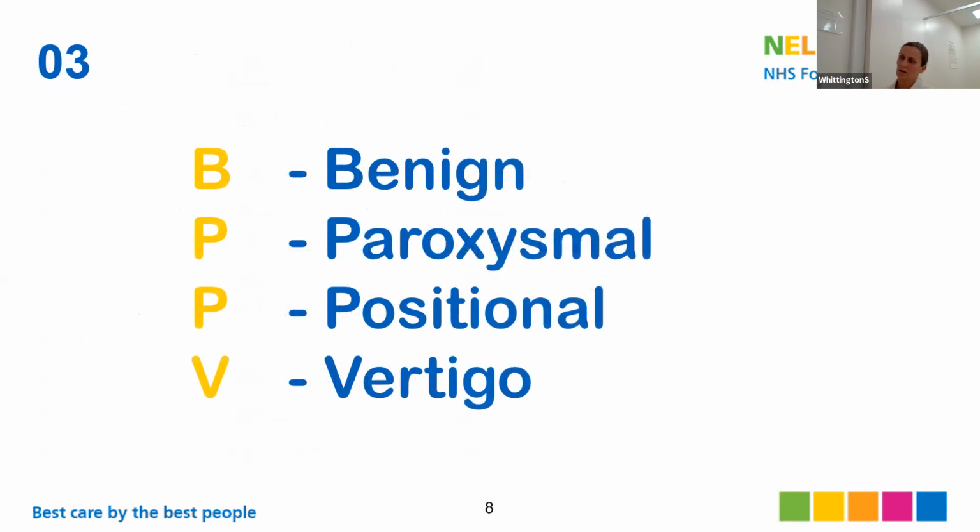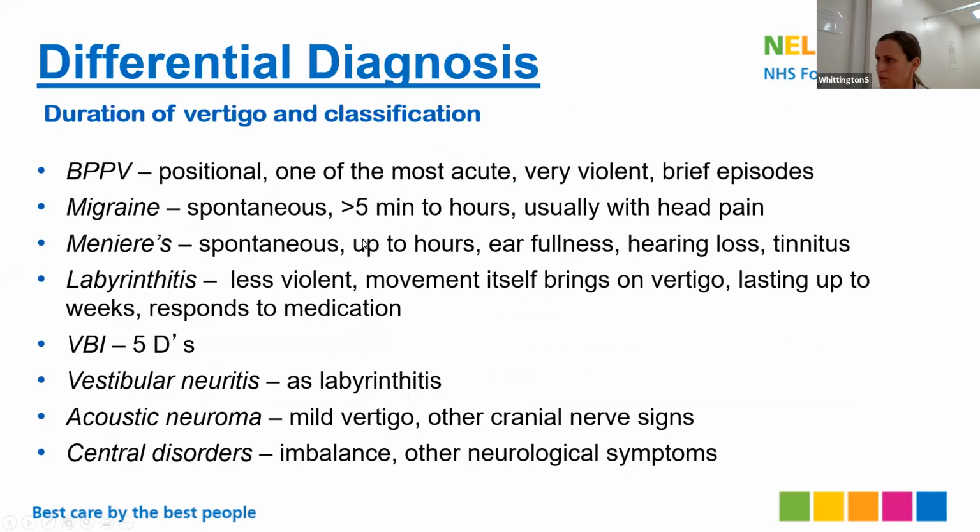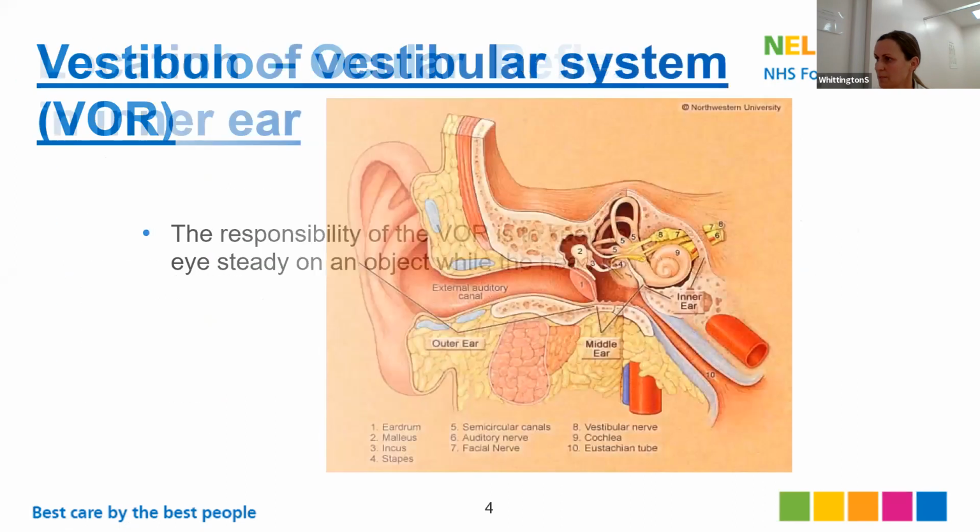So let's have a closer look at benign paroxysmal positional vertigo, or BPPV. Benign obviously means it's not dangerous, it's not cancer. Paroxysmal means it comes on in sudden attacks. Positional means it's related to certain positions you get yourself into, and then the vertigo is the spinning. So back to our little diagram. We have these three canals. Actually, I might go back to the other one because that shows it potentially better.